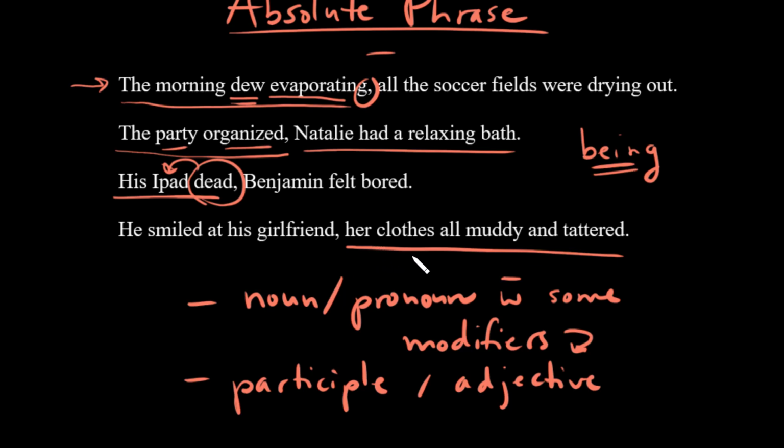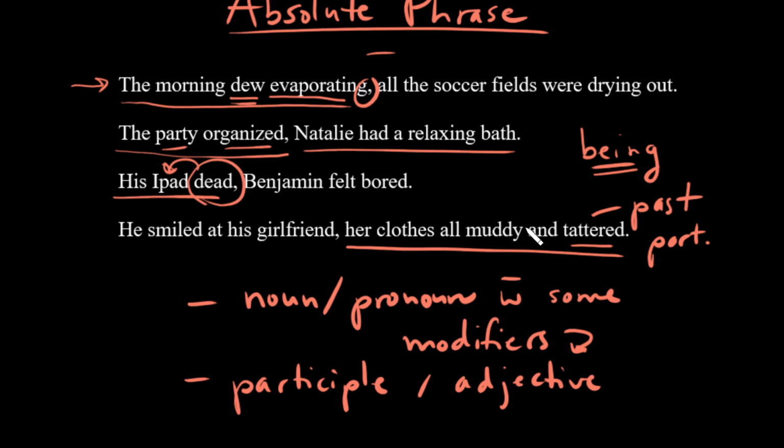The last one also here uses adjectives. So this one goes, her clothes all muddy and tattered. But in this case, the second one here, this one is a past participle. So I guess, to be honest, this one is really a mix of the two. Muddy is an adjective and tattered is a past participle. If we wanted them to be parallel, I guess we could say muddied and tattered, but not a huge deal here. So that's the absolute phrase.